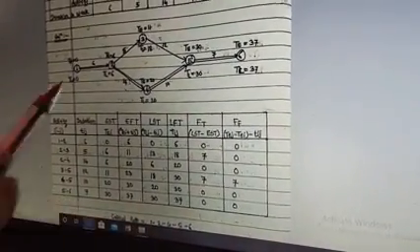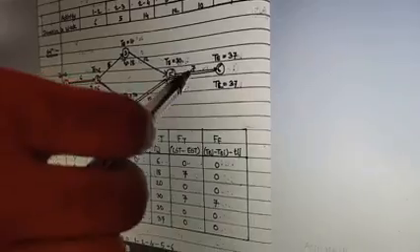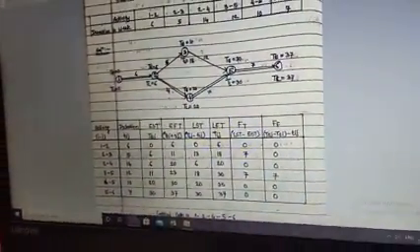Then considering the last one, 5 to 6, the total LFT is 37. Again, it is very simple. 30 we have already got here. So this 30 plus the current activity duration 7 is going to be 37. So this is how we are going to calculate the EST, EFT, LST and LFT.